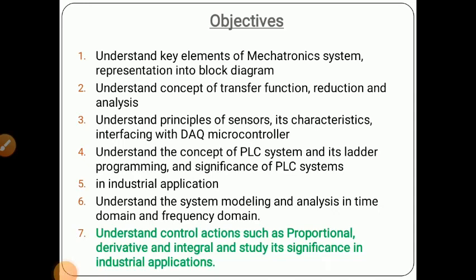So all the 6 objectives we have covered in our different videos. I have already uploaded all the videos. In all the videos we have covered almost the first to sixth objectives. Now in this video today we are going to understand objective number 7, that is, understand control actions such as proportional, derivative and integral and study their significance in industrial applications. We have to study these control actions and their significance in industrial applications.